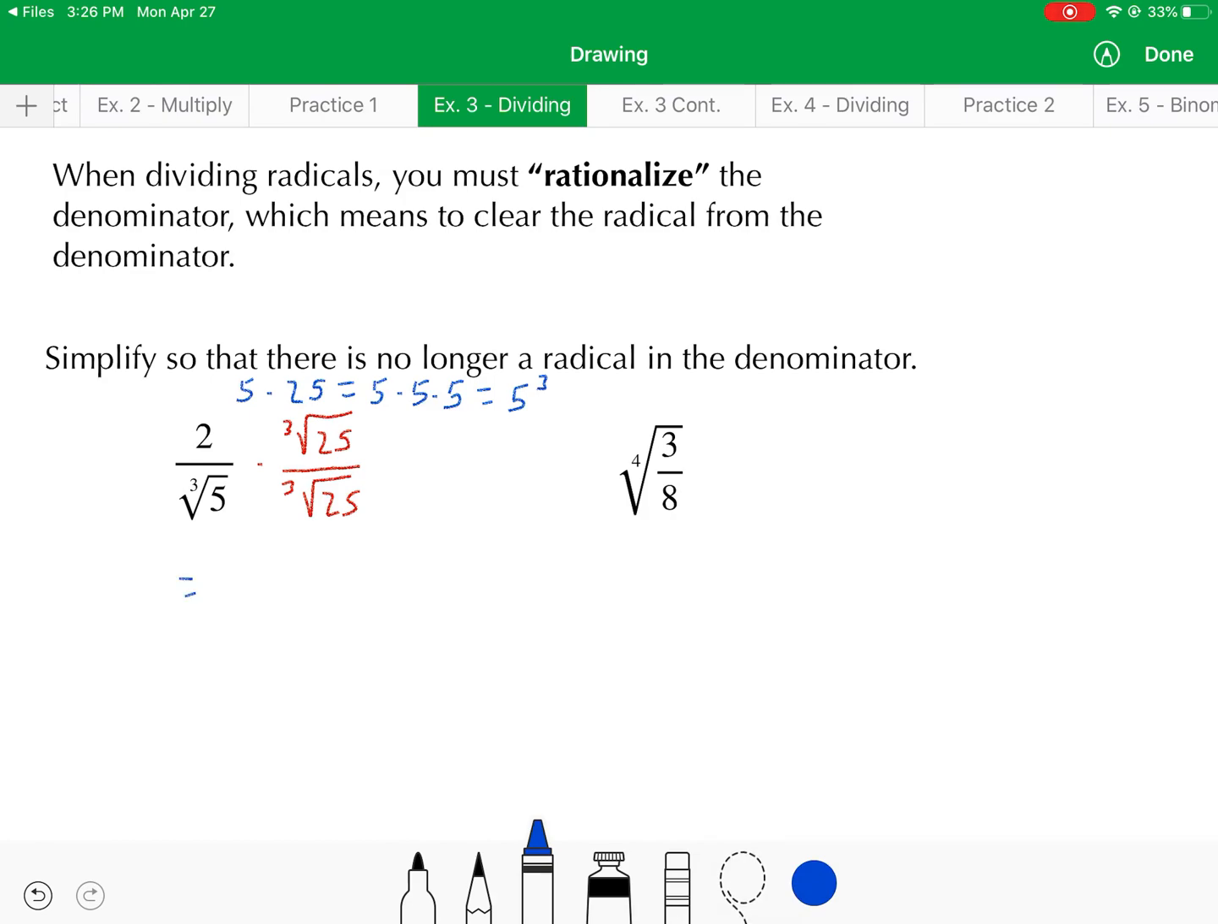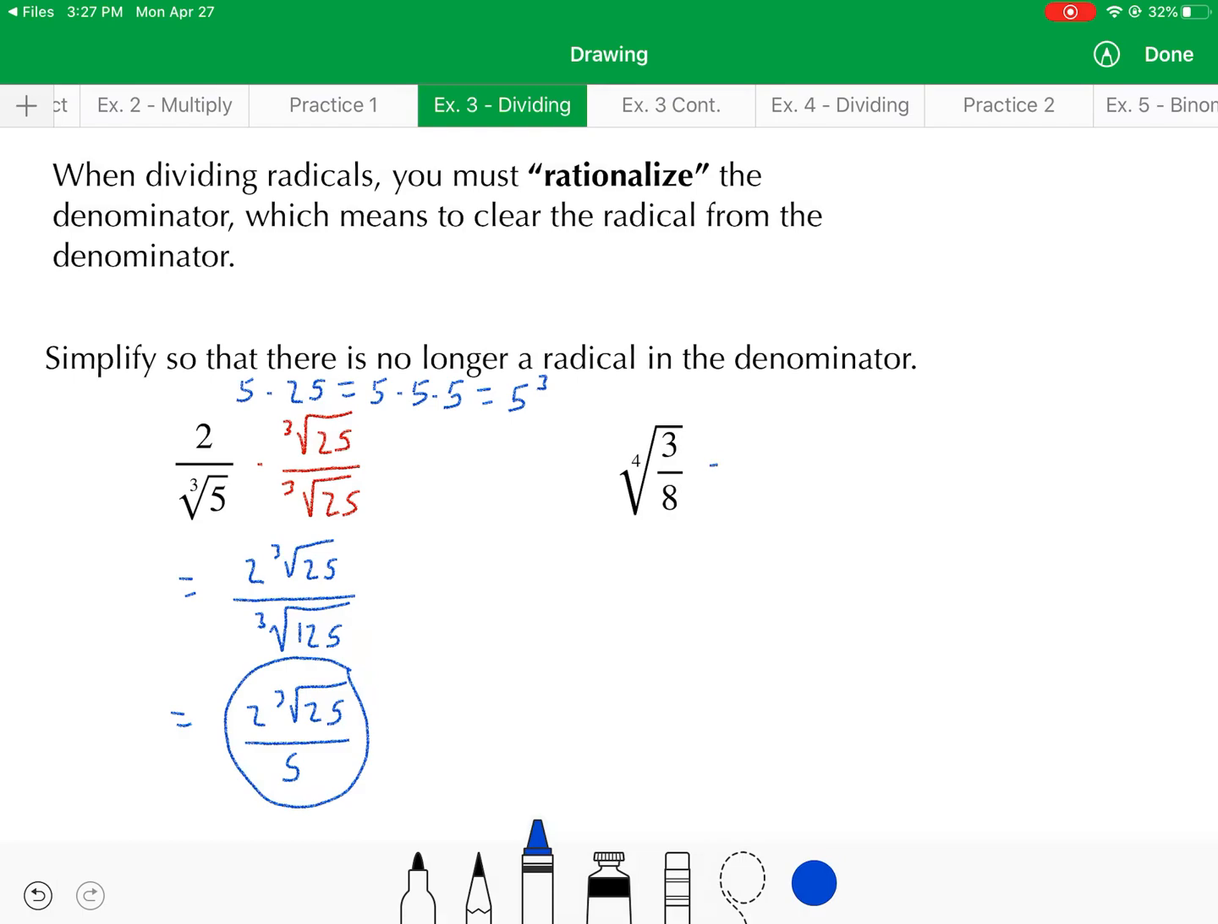So multiply the numerators together. That'll give you 2 cube root of 25. Multiply the denominators together. Initially, that'll give you cube root of 125. And the numerator doesn't simplify at all, but the denominator, cube root of 125, we know is 5. Now we are simplified. Okay.